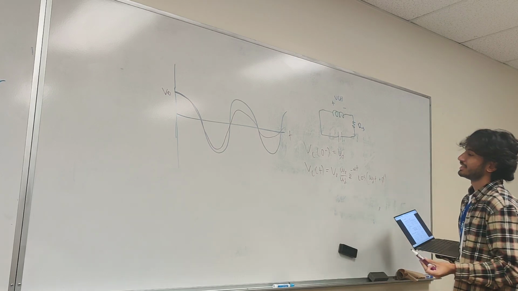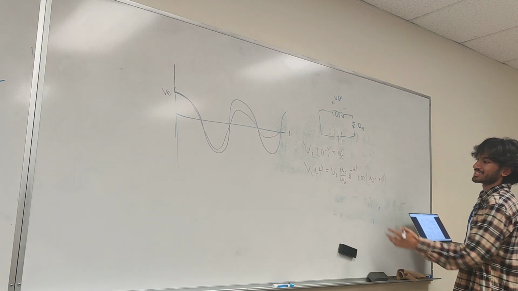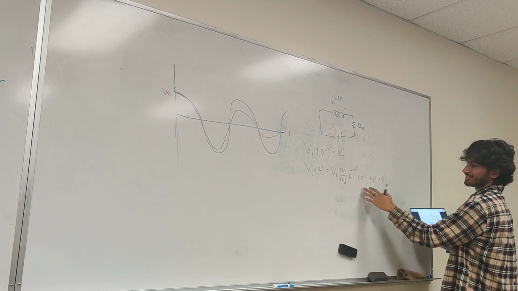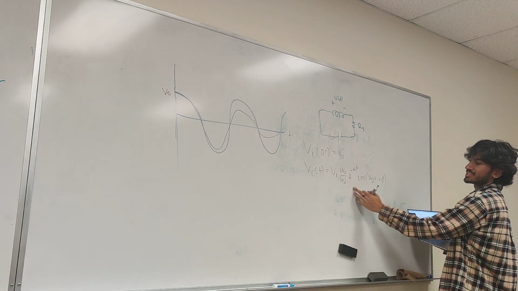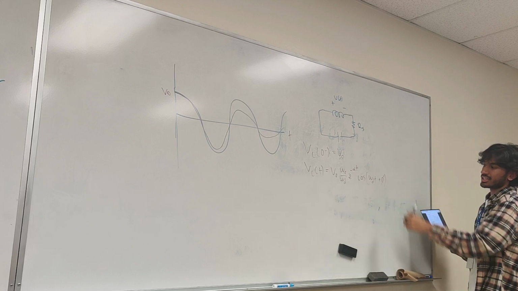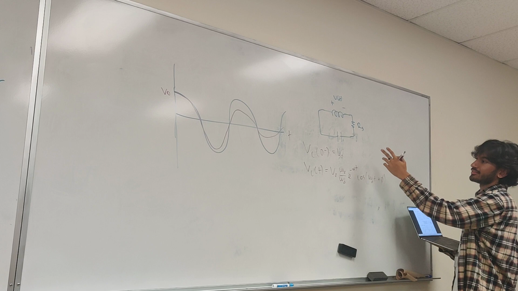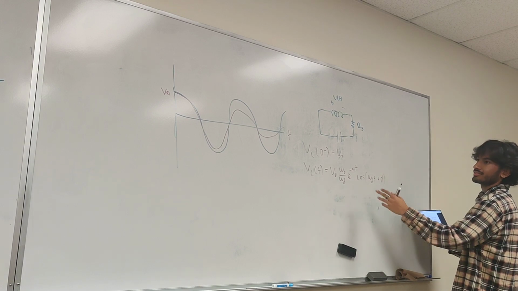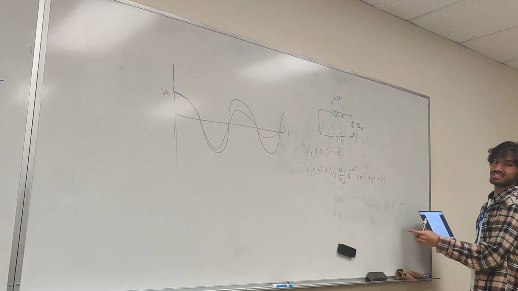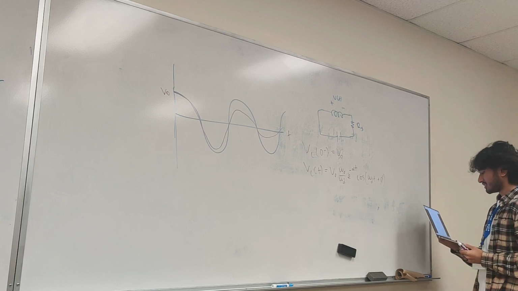Okay, so this looks kind of scary, right? But if you plot this, it's just a cosine. What this does is it takes care of that decay over time. And these are just correction terms because you have an RLC circuit now. So if you just see this, just know it looks like a cosine, but over time the amplitude is going to decrease to 0.